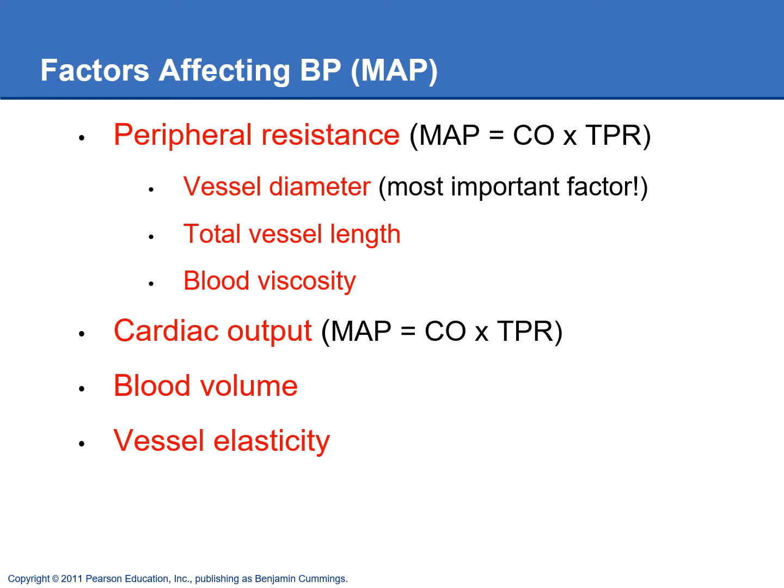So let's take a look at peripheral resistance first. So if you change the total peripheral resistance, that will change the mean arterial pressure. So in changing the resistance, the most important factor is the blood vessel diameter, because remember the body can very quickly vasodilate and vasoconstrict. So let's take a look at a picture of that.